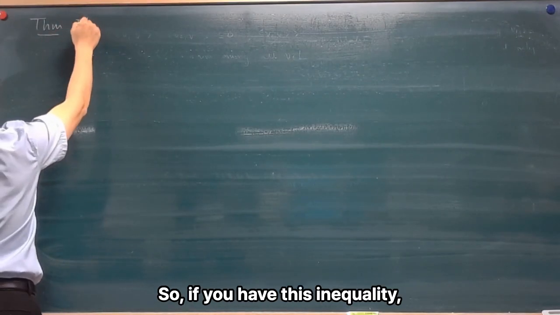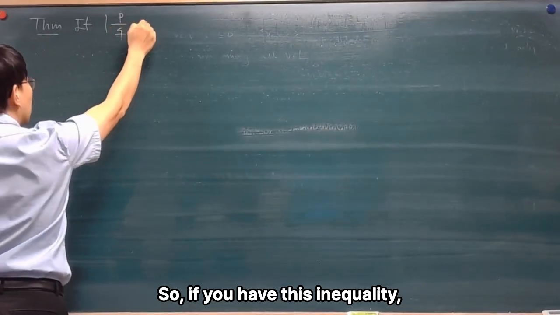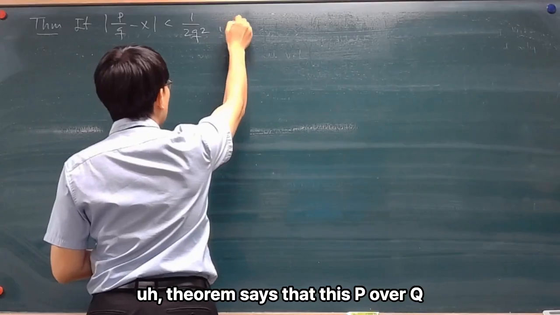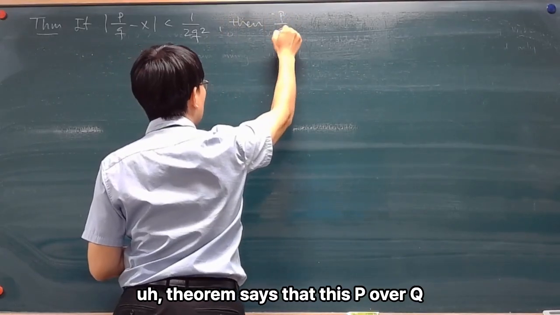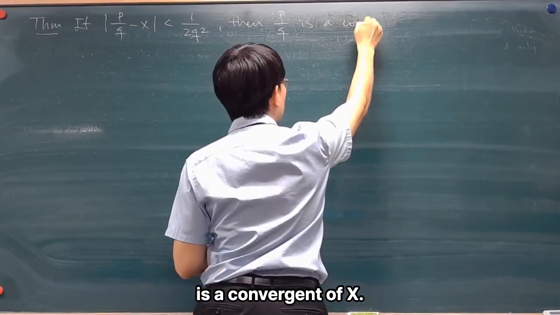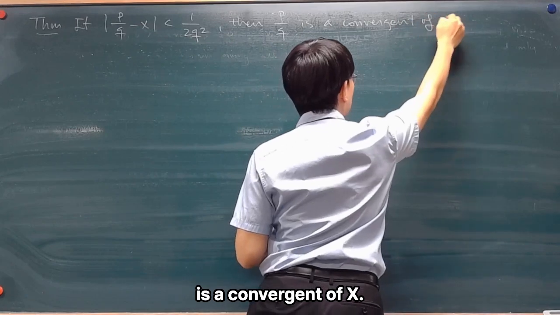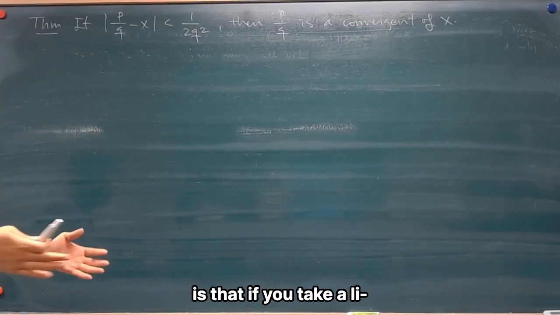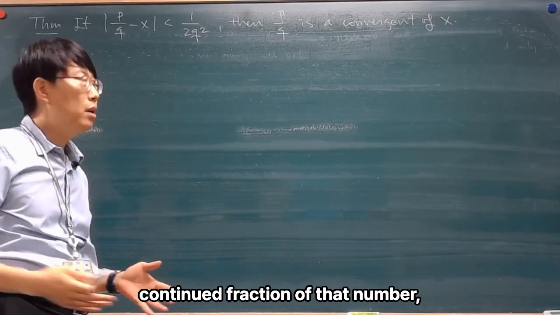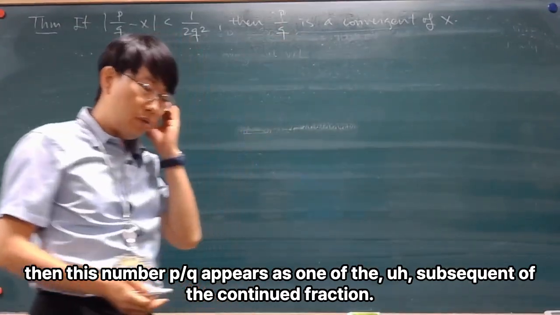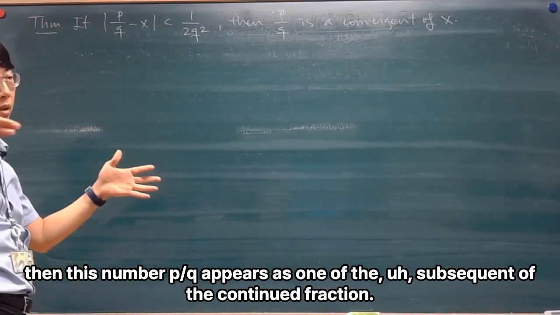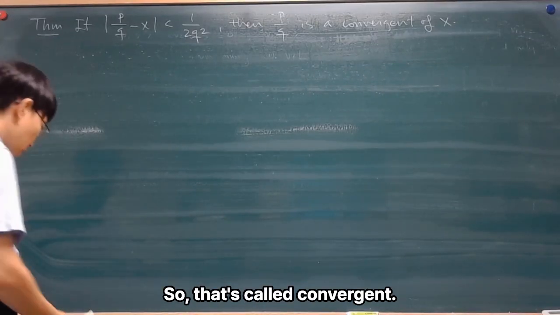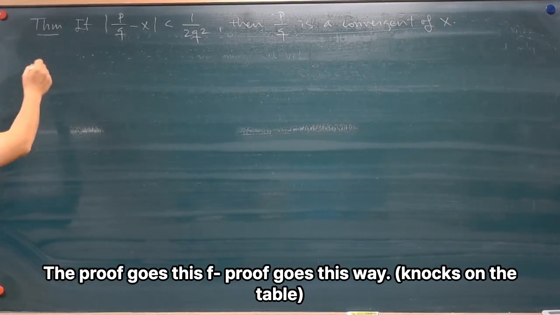So if you have this inequality, the theorem says that this P over Q is a convergent of x. Being a convergent of a number means that if you take a continued fraction of that number, then this number, P over Q, appears as one of the subsequent terms of the continued fraction. So that's called a convergent. So the proof goes this way.